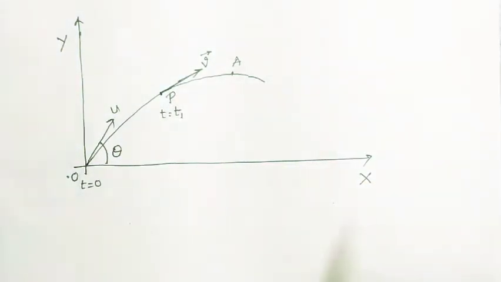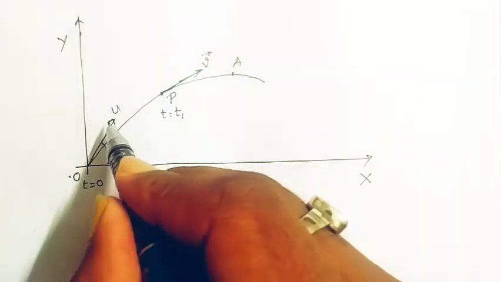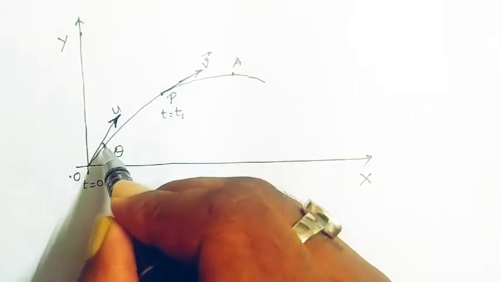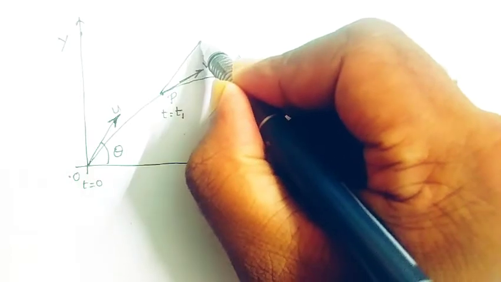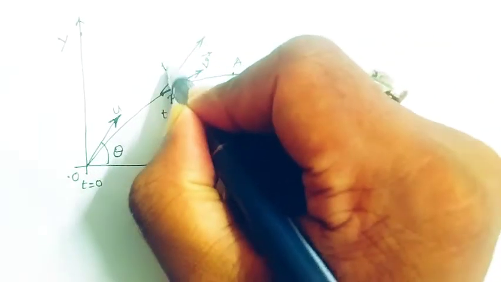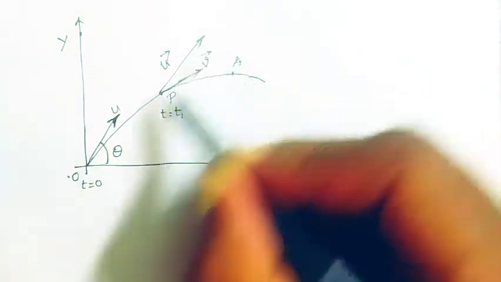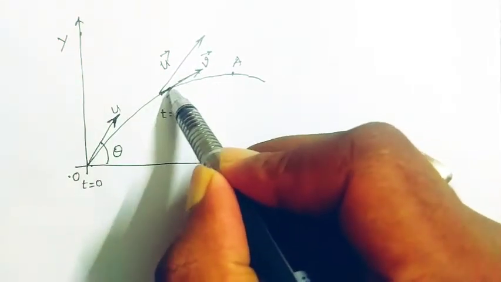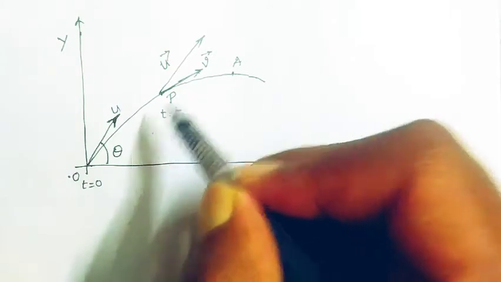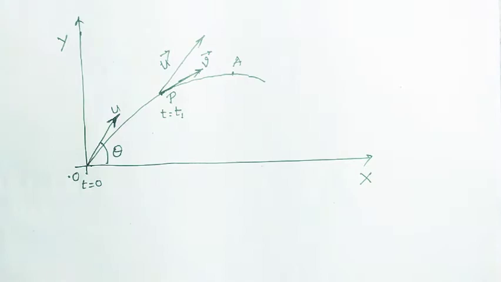Now we try to calculate something new. If it is the u vector, and if I translate this vector here parallelly, then it will be somehow like this. This is the u vector, so this is the initial velocity vector at t equal to 0. At any time t equal to t1, this is the velocity vector. So if I want to calculate how the velocity has changed, you tell me, has the velocity decreased or increased?